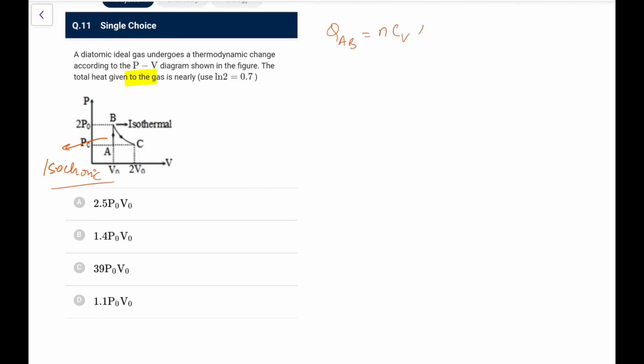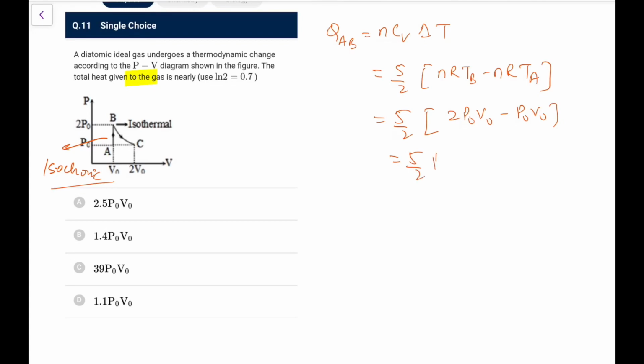QAB would be nCV delta T. So CV I know for a diatomic is 5 by 2. So 5 by 2 nR TB minus nR TA. Convert it into delta PV, which you have done many a times. So this is PBVB, which is 2 P0 V0 minus P0 V0. So what I get, 5 by 2 P0 V0, positive.